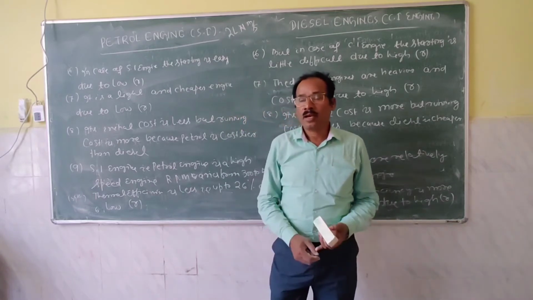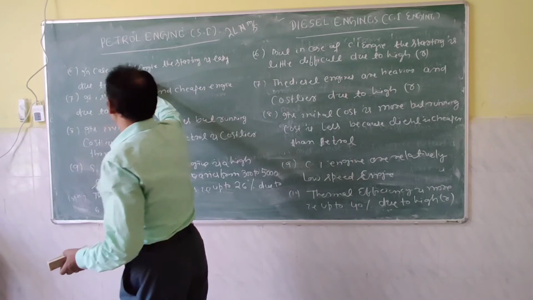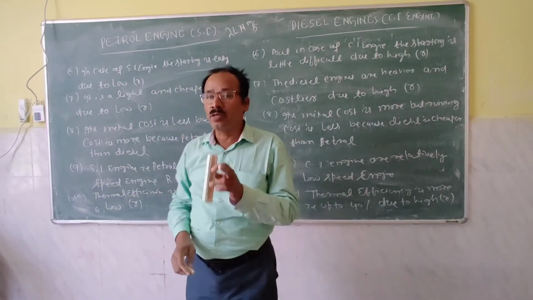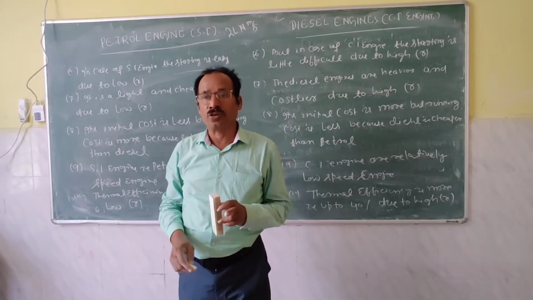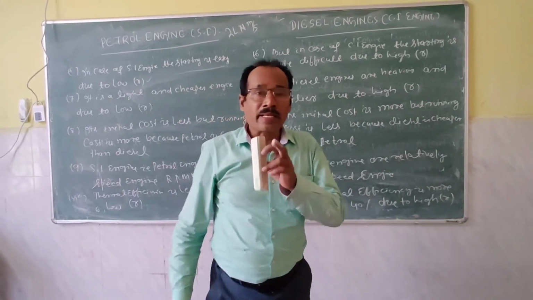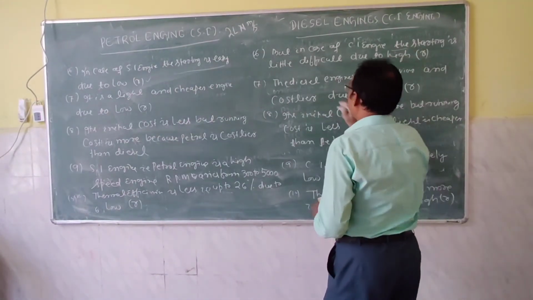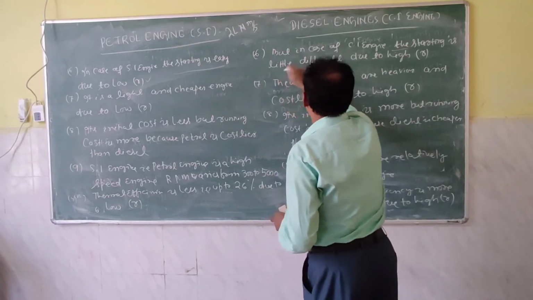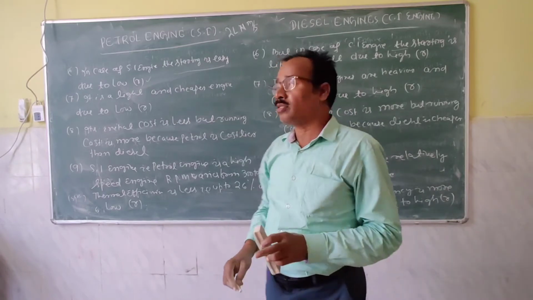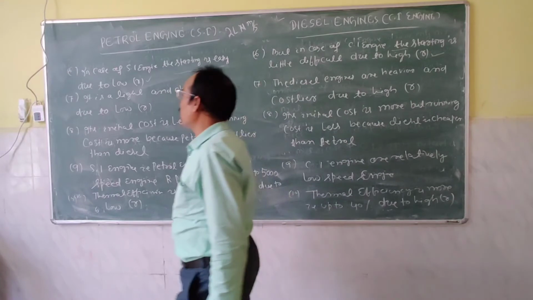The next point number 6. In case of SI engine or petrol engine, the starting is easy due to low compression ratio, that is R. But in case of diesel engine or CI engine, the starting point is little difficult due to high compression ratio, that is R. Next point.